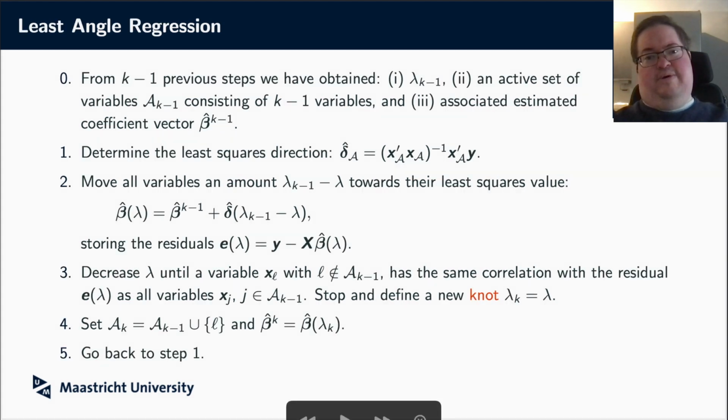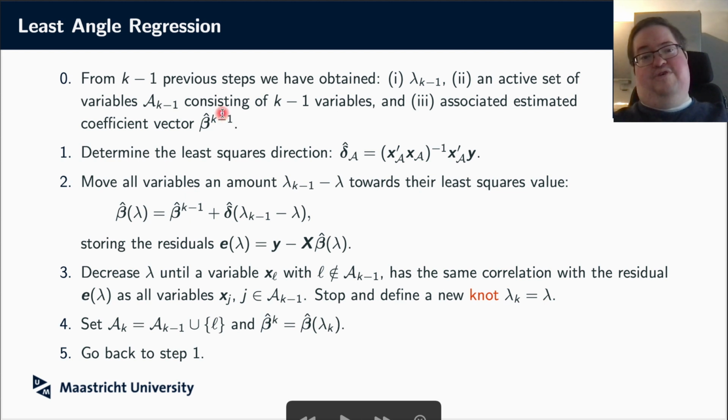So let's first briefly recap least angle regression. Now suppose we've done k-1 steps already. At that point, what do we have? Well, we have a value of lambda indicated by subscript k-1 after k-1 steps. We have an active set of variables that are included in our model, put in the set A_{k-1}. So there are of course k-1 of them. And we have the coefficient vector at that point in time.